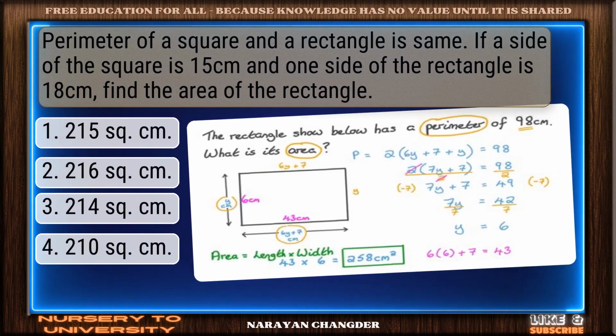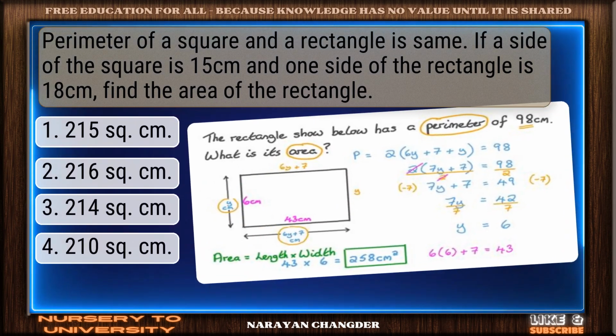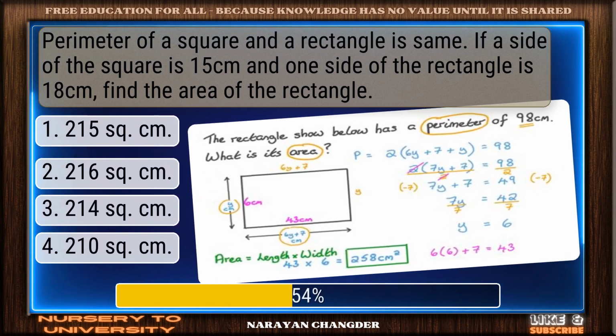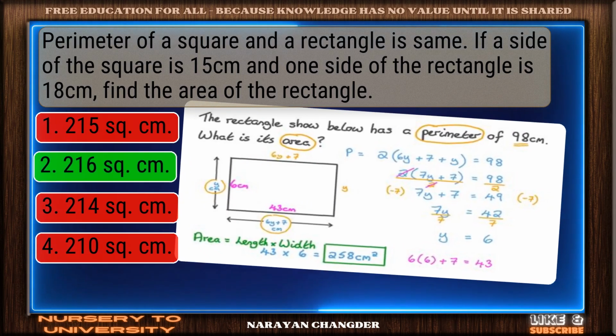Perimeter of a square and a rectangle is same. If a side of the square is 15 cm and one side of the rectangle is 18 cm, find the area of the rectangle. You got it. Your choice 216 sq cm is right.